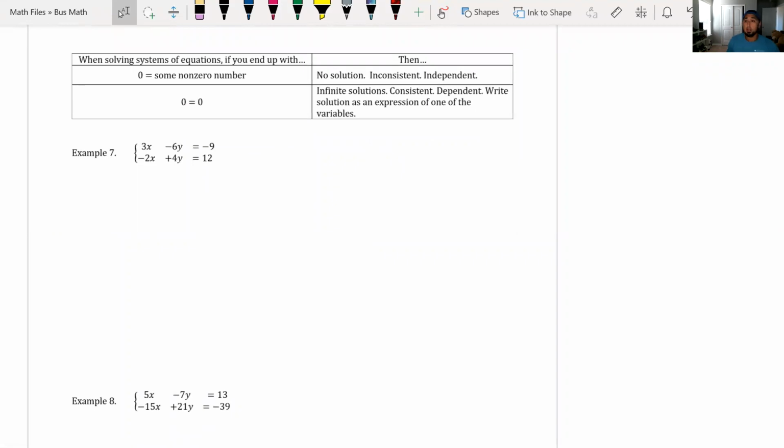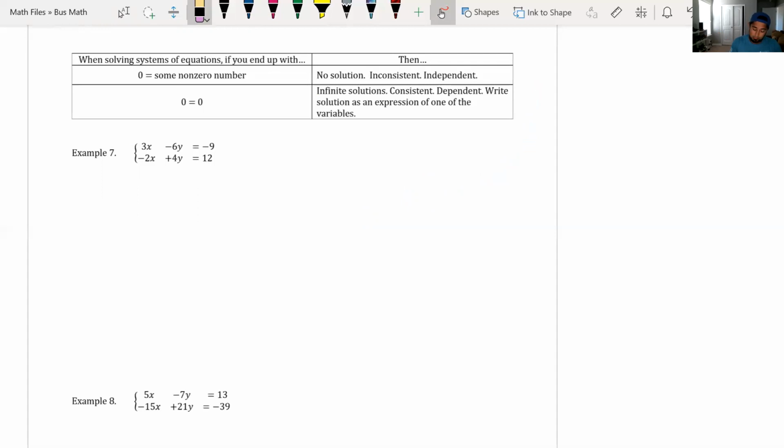Okay. So sometimes when we solve a system of equations correctly, we may get 0 equals some non-zero number. So for instance, if you get 0 equals 17, is that a true statement? No, that is not a true statement. So if we get a solution like this, then the answer is no solution, because the system of equations is inconsistent. This means that your lines must be parallel, right? Your lines must be parallel.